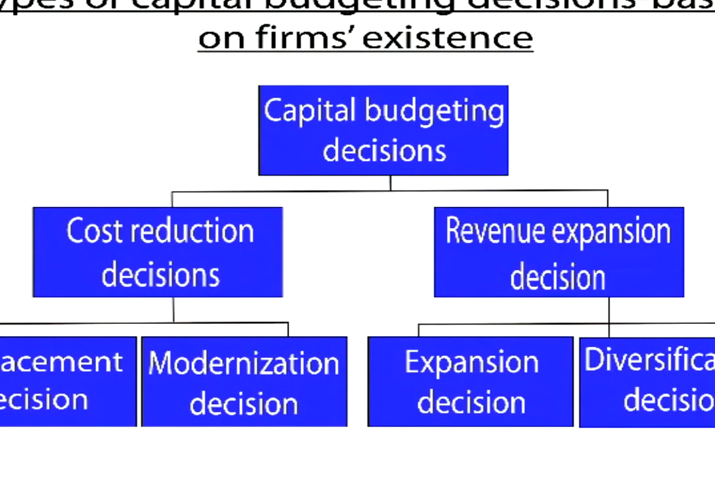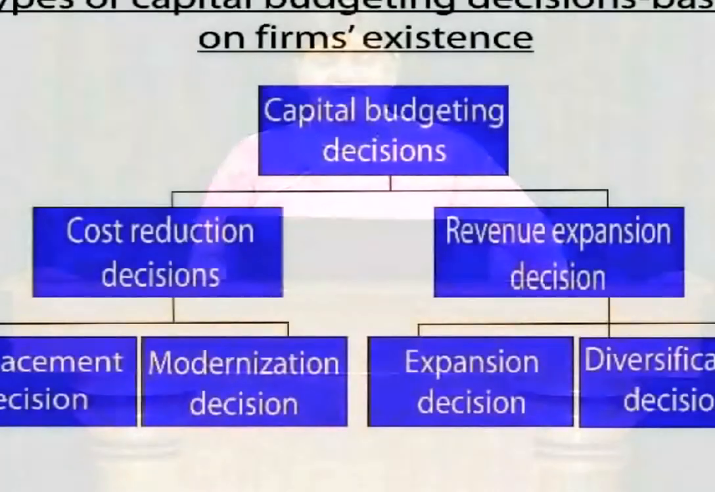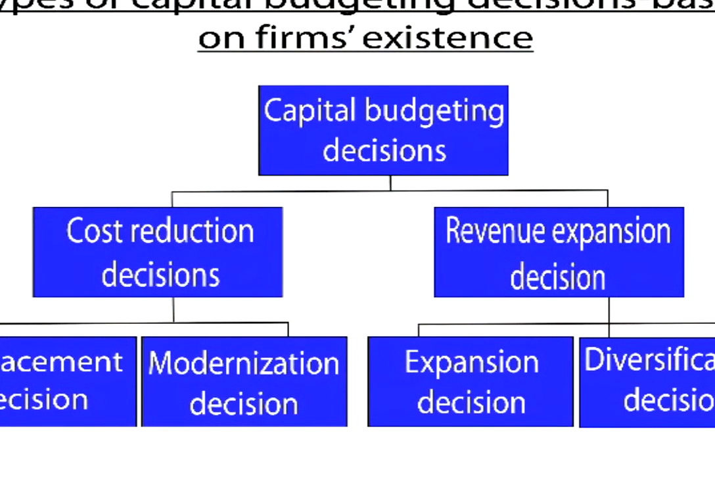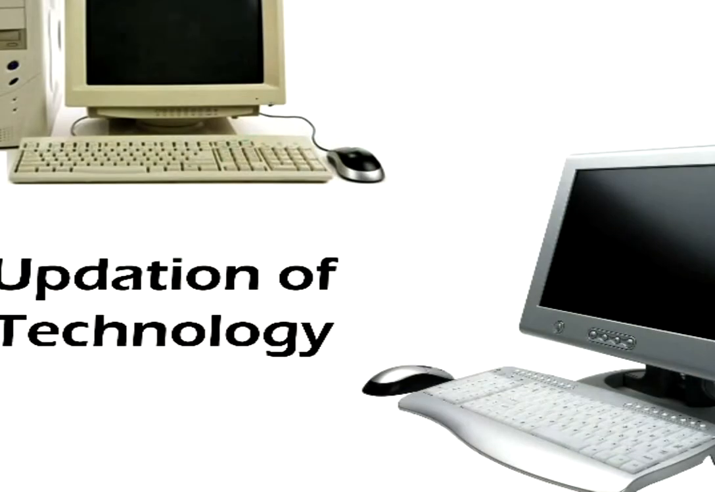Under cost reduction decisions, two type of decisions are there, replacement decisions or modernization decision. Under revenue expansion decisions, again two sort of decisions are there, first expansion and another is diversification decision. What is replacement decision? Replacement decision means to replace the existing asset with the new and improved one. Example, version of the equipment has changed. It mostly happens in the case of technology, computers.